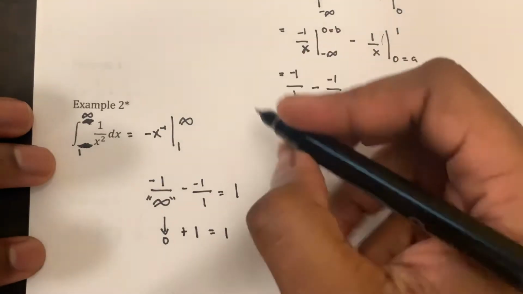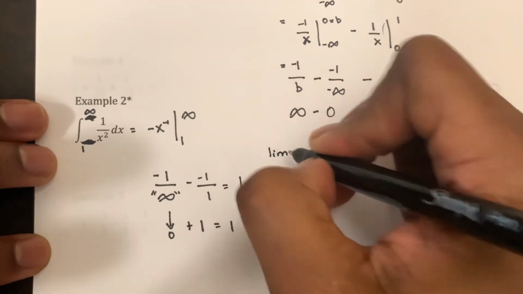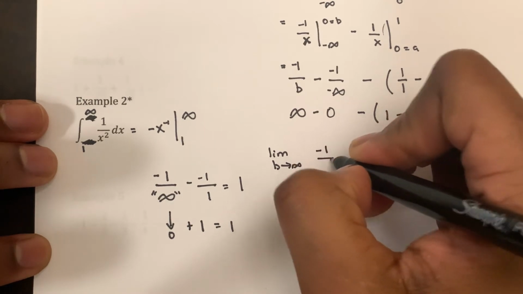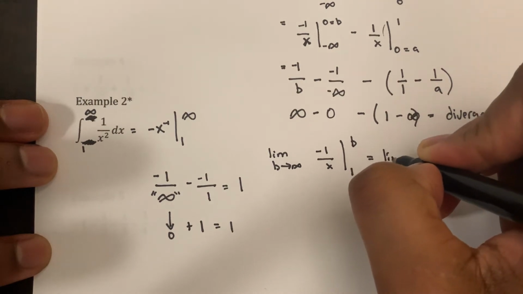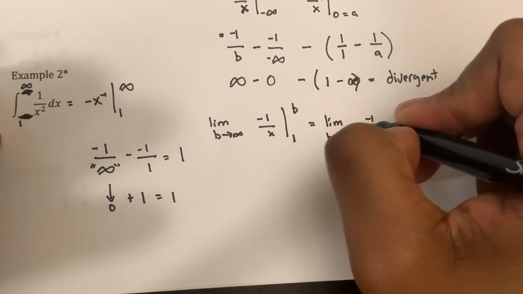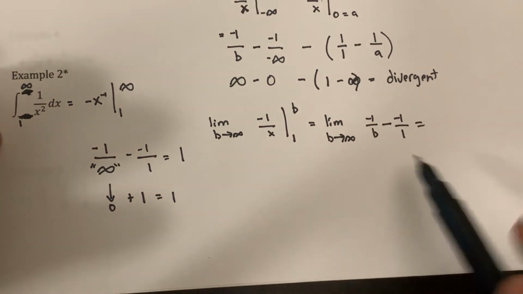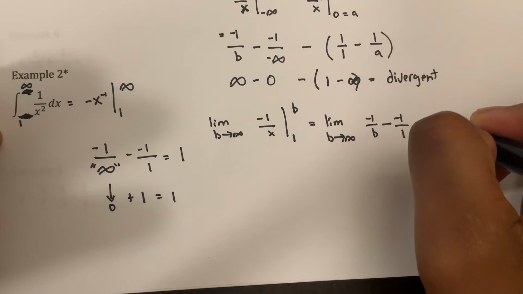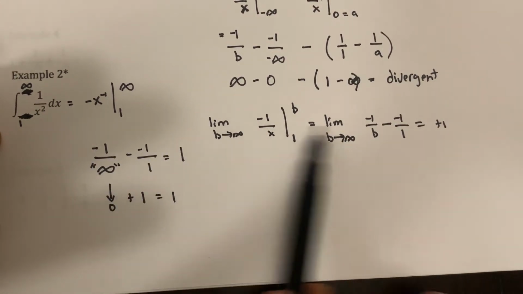Now, if you wanted to, you could say that this is the limit as b approaches infinity of -1 over x evaluated from 1 to b, and then that would be the limit as b approaches infinity of -1 over b minus -1 over 1, which again, when b goes to infinity, this fraction is going to be 0 and this fraction is going to turn into a +1. So we get 1 either way. But I just like the shorthand so we don't have to do all of this.